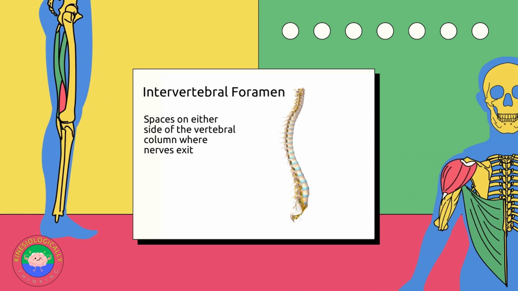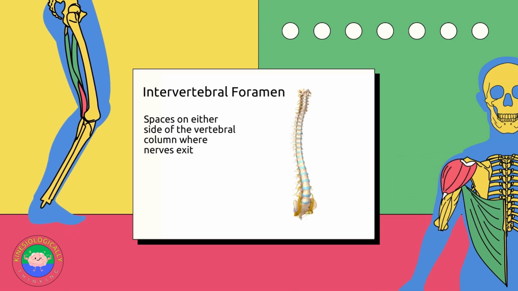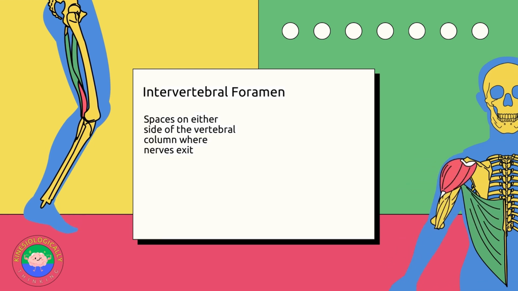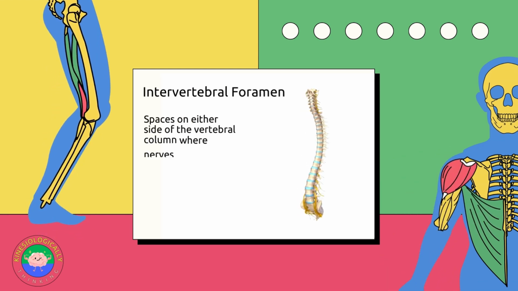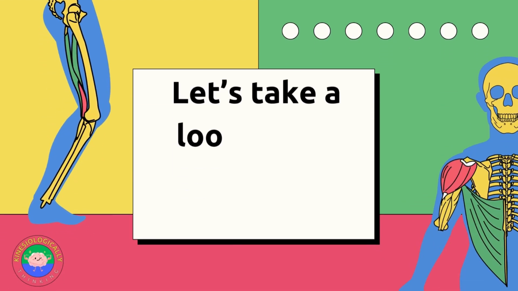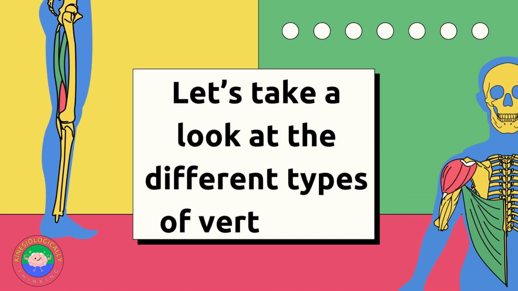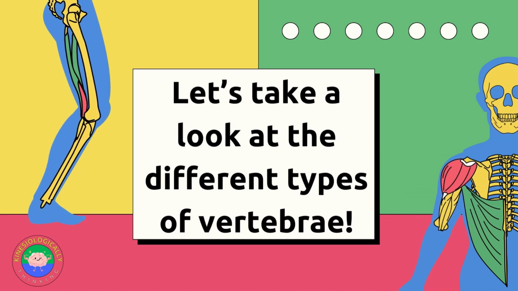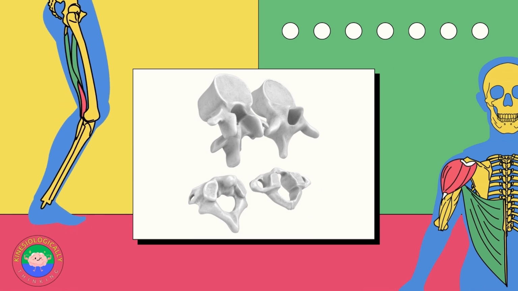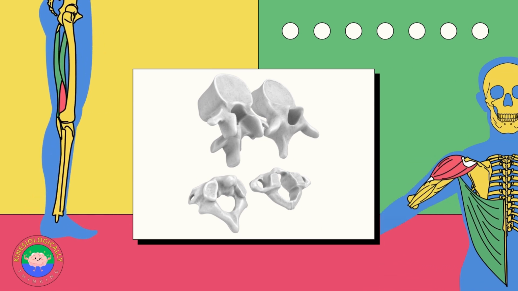The name is a very good hint for where to find these foramina, literally meaning in between vertebrae. Now that we know what makes up a vertebrae, let's take a look at our different types of vertebrae and what makes each unique. As stated earlier in the video, we have lumbar, thoracic, and cervical vertebrae. But how do we tell the difference? That's what we'll dive into now.